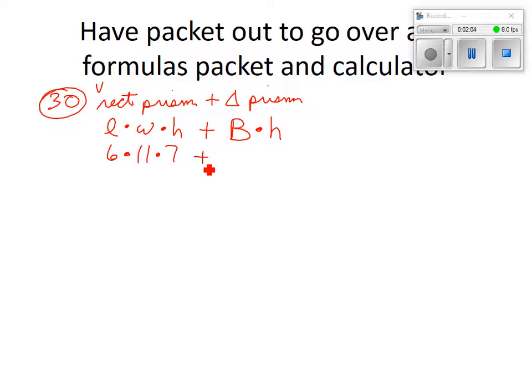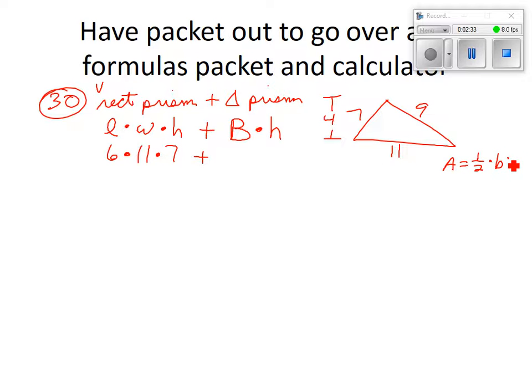Now, for the triangular prism, which face is a base? The triangle. So we've got the triangle, it looks something like this. That's 7, that's 9. They tell us that this height is 4, and this bottom is 11. Which ones do we need to find the area of that triangle? 4 and 11. Remember, the formula for area of a triangle is 1/2 times base times height.